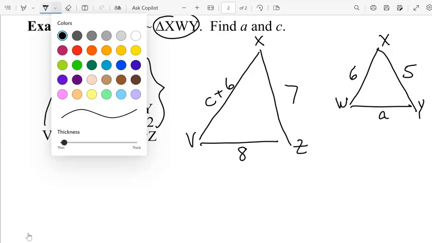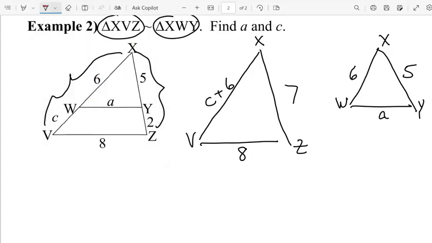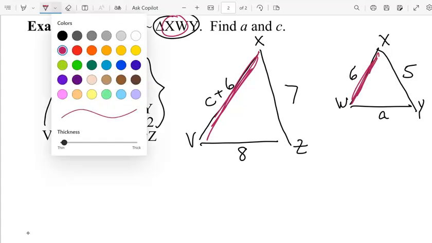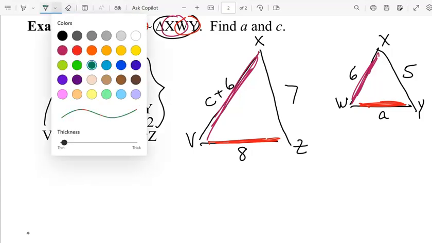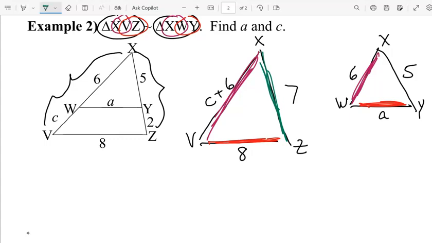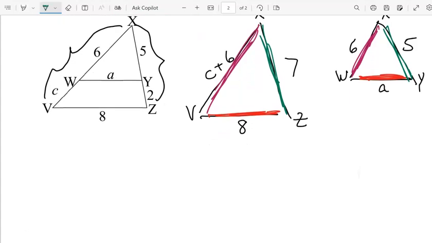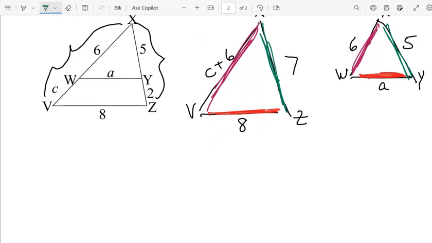All right, let's take a look at corresponding sides. Side XV should be corresponding to side XW. So XV corresponds to XW. Side VZ should correspond to WY. VZ and WY. And lastly, our third sides should also correspond. That's going to help us set up that proportion that we need to solve.